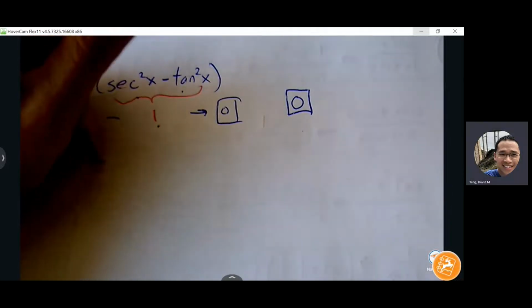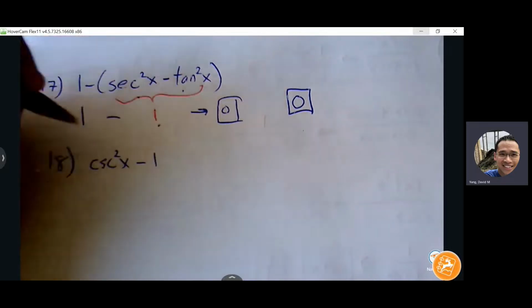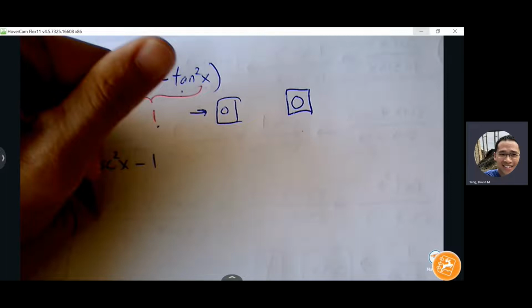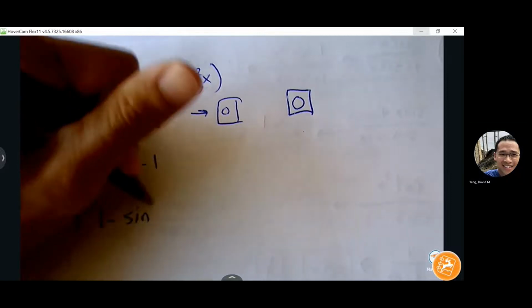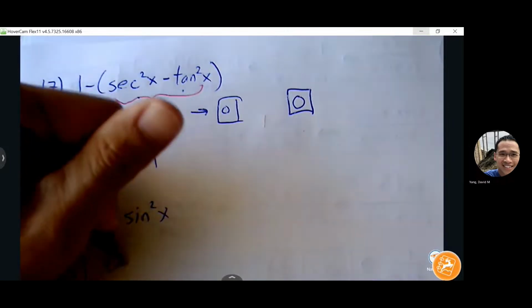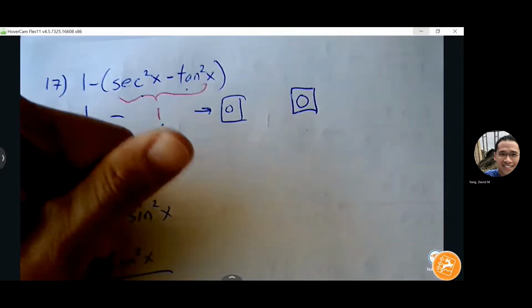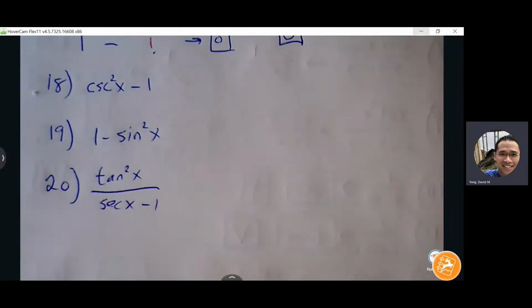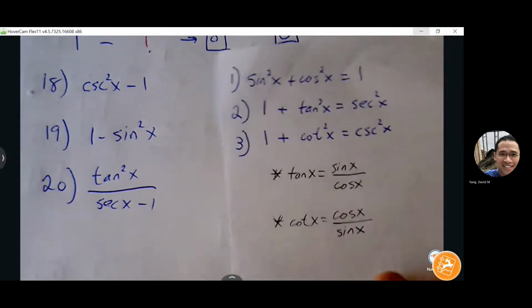Okay, so these are becoming more familiar because we're seeing repeated strategies here. So hopefully we can try these on our own here.